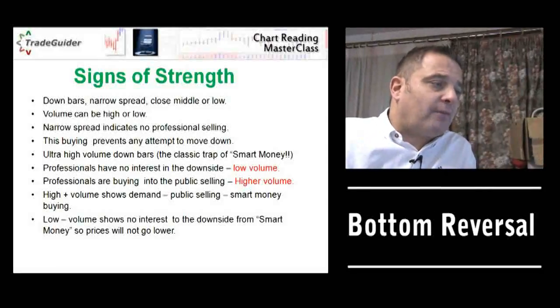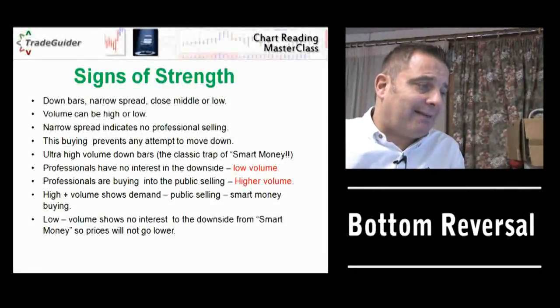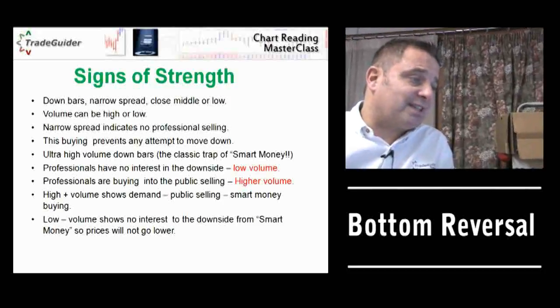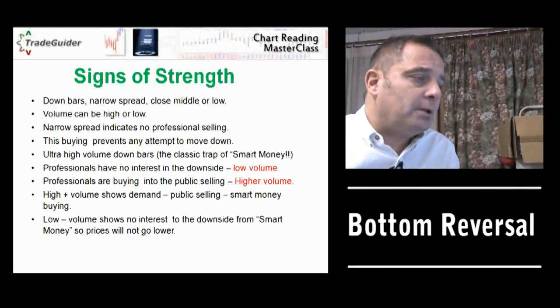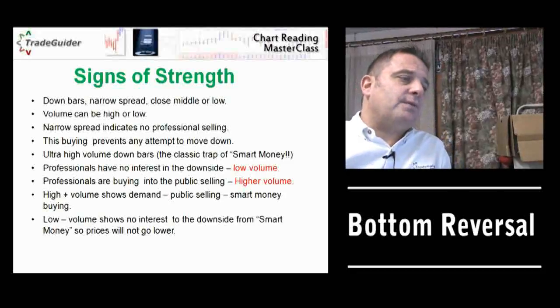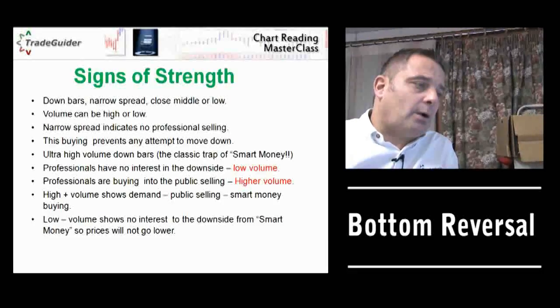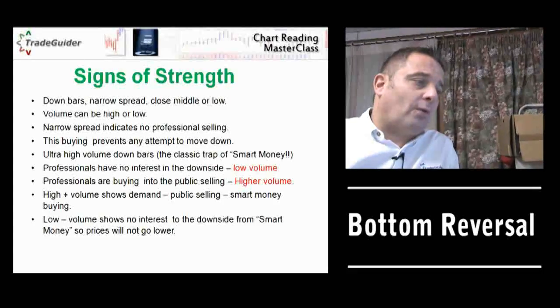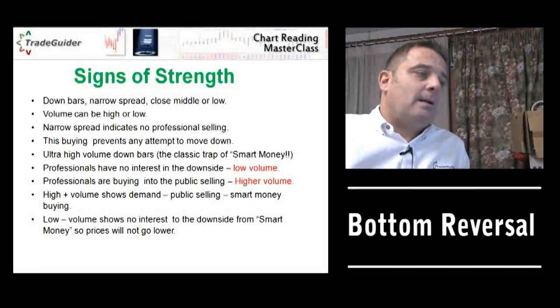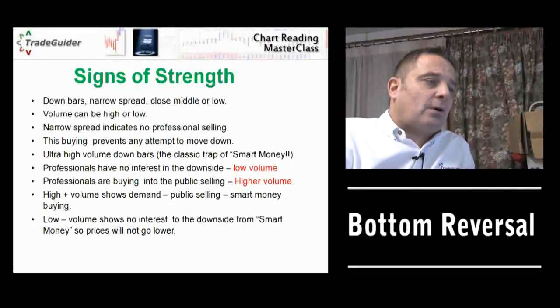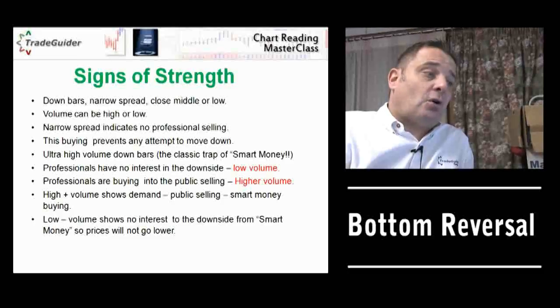A narrow spread on the bar indicates there's no professional selling there. This buying will prevent any attempt to move up, so the narrow spread means they're buying on the down bar, not selling. Ultra high volume down bars are now the classic moves of smart money, as we're going to show you. It's a trap most often, especially to catch people who are short and get them to add to their positions. But actually, wide spread down bars on high volume are very, very strong if they're immediately tested, as we'll show you.